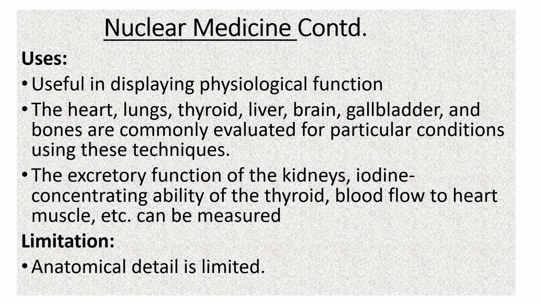The uses of nuclear medicine include the following. It can be used in displaying physiologic function of body structures. The heart, the lungs, the thyroid, the liver, the brain, the gallbladder, and bones are commonly evaluated for particular conditions using these techniques. The excretory function of the kidneys, iodine-concentrating ability of the thyroid, and blood flow to the heart muscle can be measured. One limitation of nuclear medicine is that anatomical detail is limited.